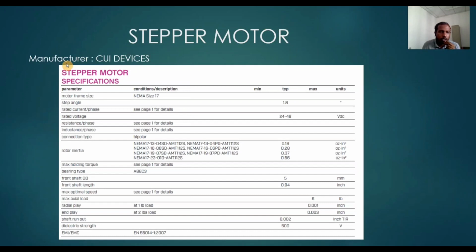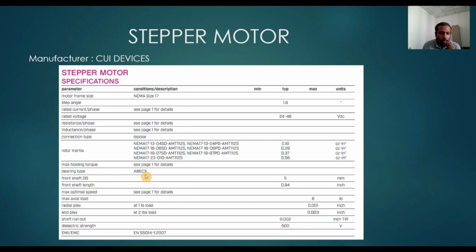And for the stepper motor, the manufacturer is CUI Devices. Parameter: motor frame size is NEMA size 17. Rated voltage is 24 to 48 VDC. Connection type is bipolar. Order model is NEMA 17 1304 STAMT 112S, 0.18, and this type is 0.28, and this type is 0.37, this type is 0.56.